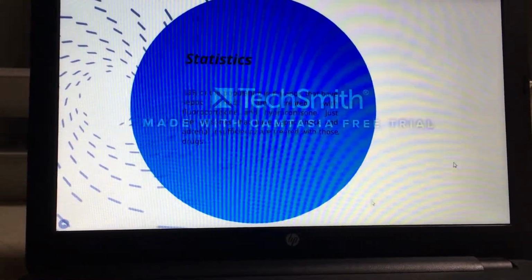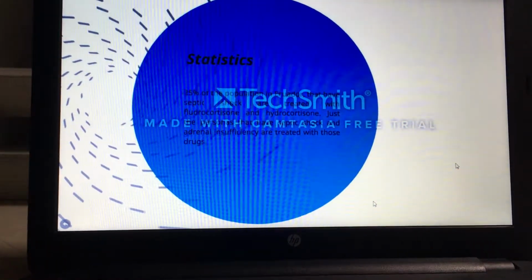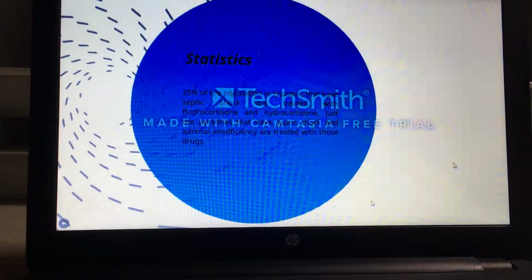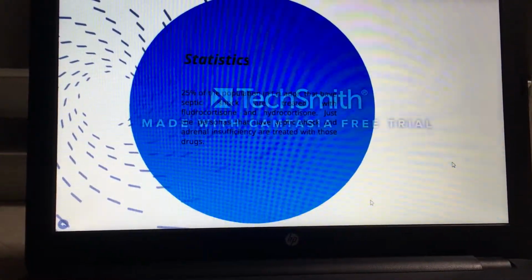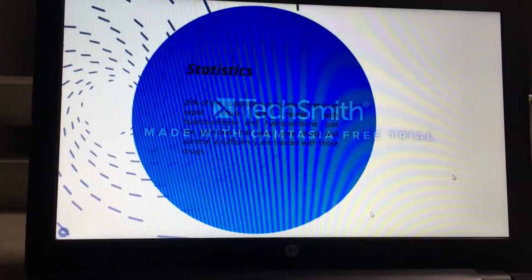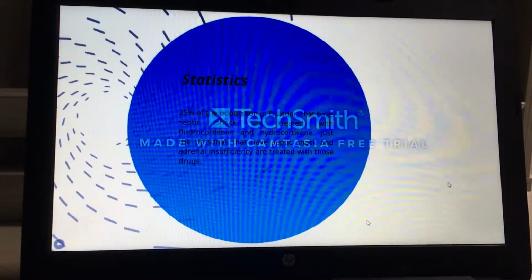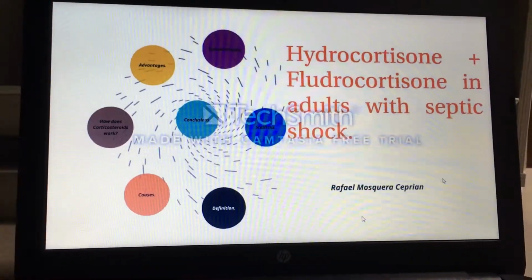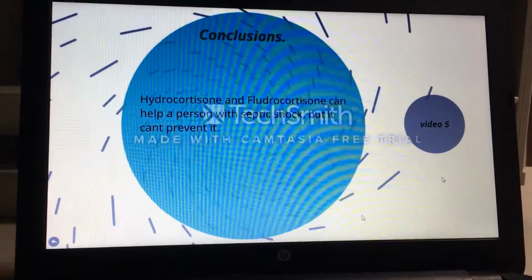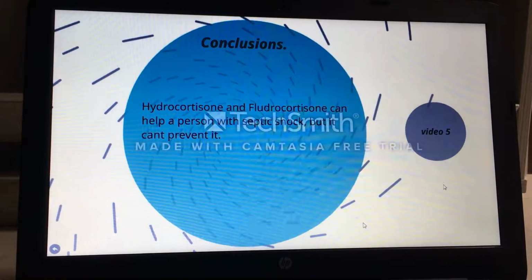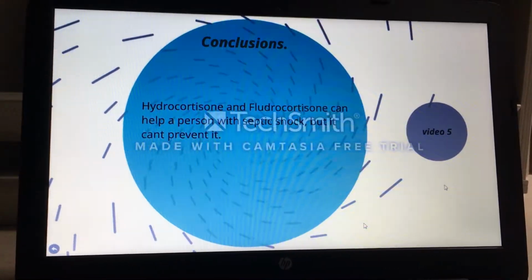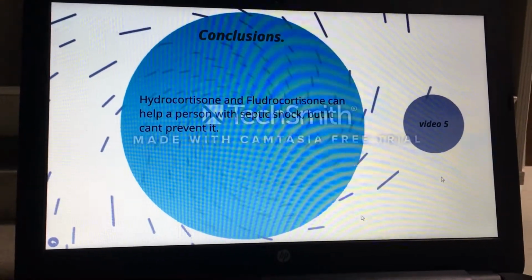statistics. 25% of the population in Ecuador who have septic shock are treated with fludrocortisone and hydrocortisone. Just the persons that have septic shock and adrenal insufficiency are treated with those drugs. In conclusion, hydrocortisone and fludrocortisone can help a person with septic shock, but can't prevent it.